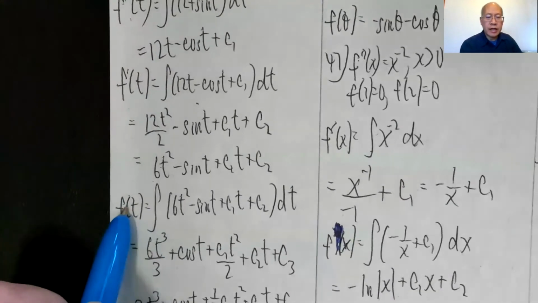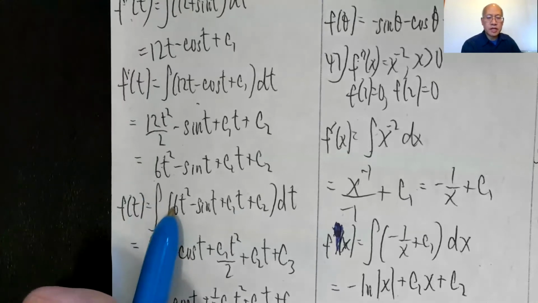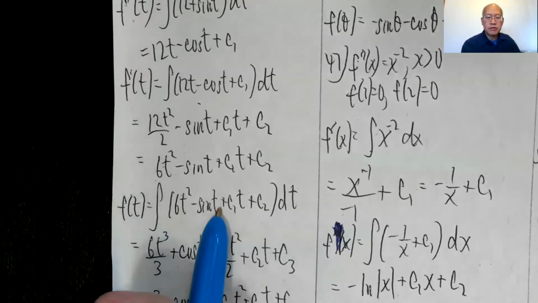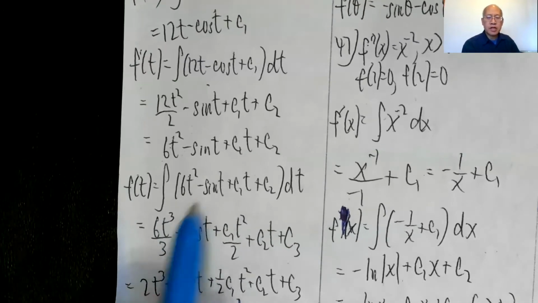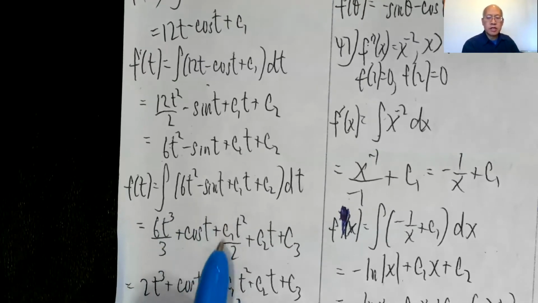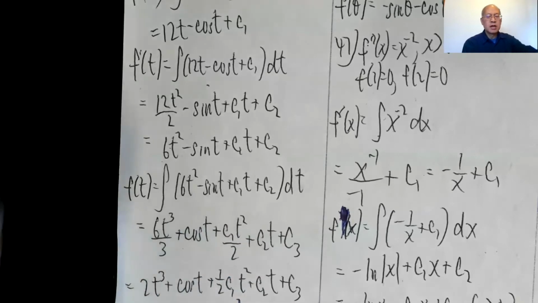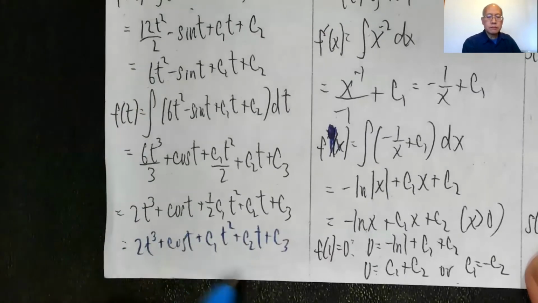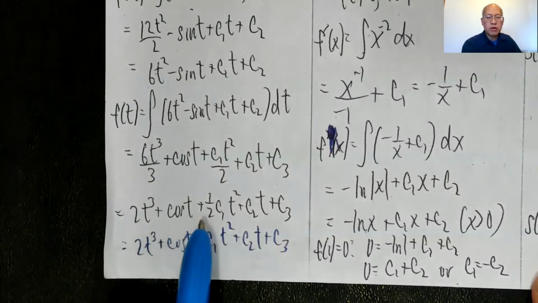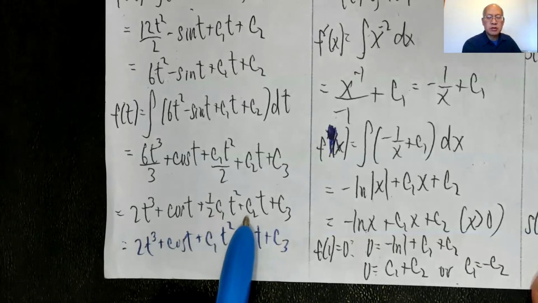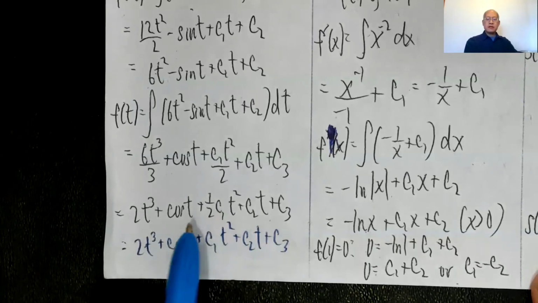And now integrate again, f of t is the integral of 6t squared minus sine t plus c1t plus c2. That's 6t cubed over 3. Integral of negative sine t is cosine t plus c1t squared over 2 plus c2t plus c3. Clean it up, 2t cubed plus cosine t plus 1/2 c1t squared plus c2t plus c3.